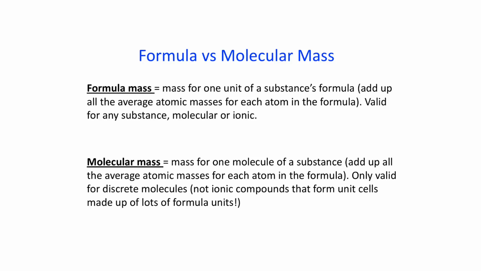The other one is molecular mass. This one's a little bit more specific. It only pertains to molecules, so you just have to be a little bit careful here with your language. Molecular mass is the mass for one molecule of a substance. Again, you're just going to add up all of the average atomic masses for each atom in your formula, but just be careful that you're only using this to describe discrete molecules. It's not going to be valid for ionic compounds, so things like sodium chloride, that actually form what we call unit cells. They form large 3D structures based on their individual formulas. So just be a little bit careful on that.